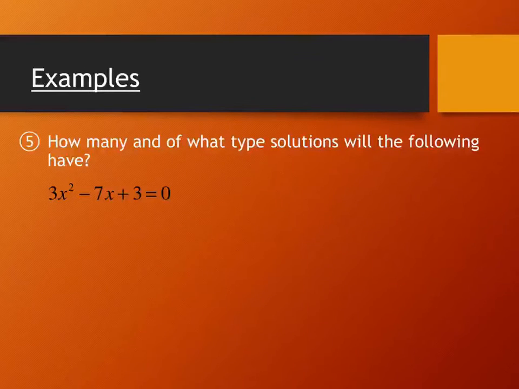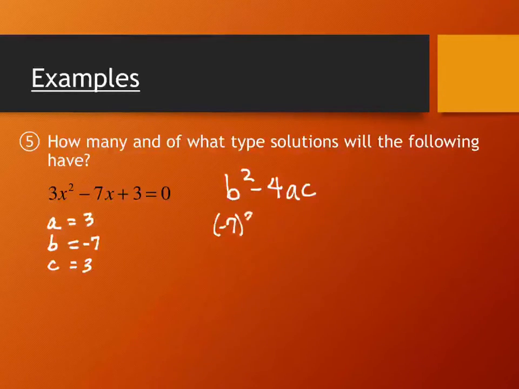Okay, so if we're looking just for the discriminant, all we're actually calculating is b squared minus 4ac. But it means I need to know what a, b, and c are. So what is a in this problem? 3. What's b? Negative 7. And c? 3. Is everybody good for those values? So if we're calculating b squared minus 4ac, b is negative 7, so that's negative 7 squared, minus 4 times a is 3, and c is 3.